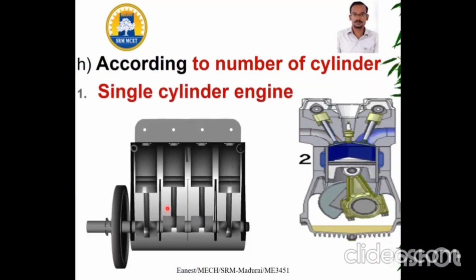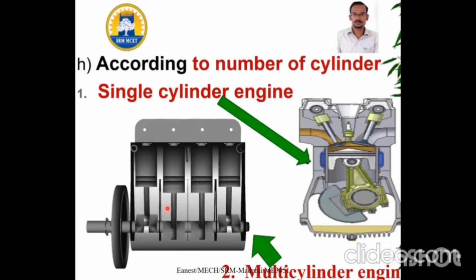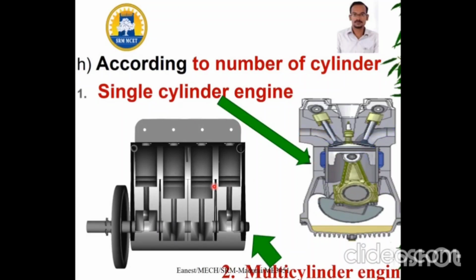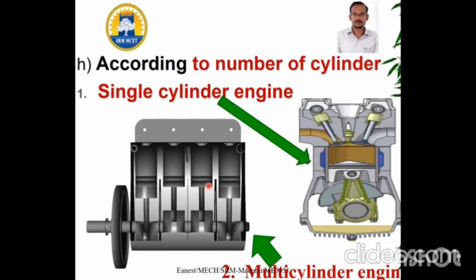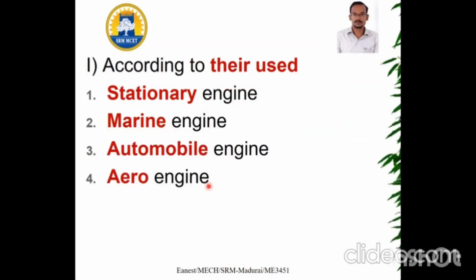According to the number of cylinders, there are the single cylinder engine and multi-cylinder engine. Single cylinder engines are used in two-wheelers, whereas multi-cylinder engines are used in heavy trucks. Whereas according to the use, there are stationary engine, marine engine, automobile engine, and aerospace engine.